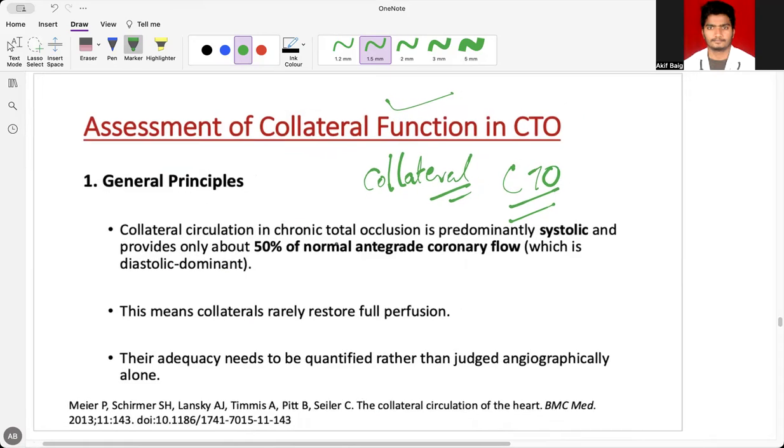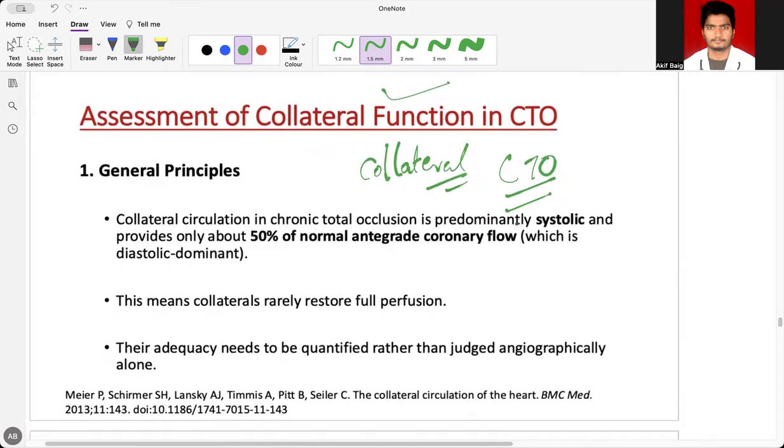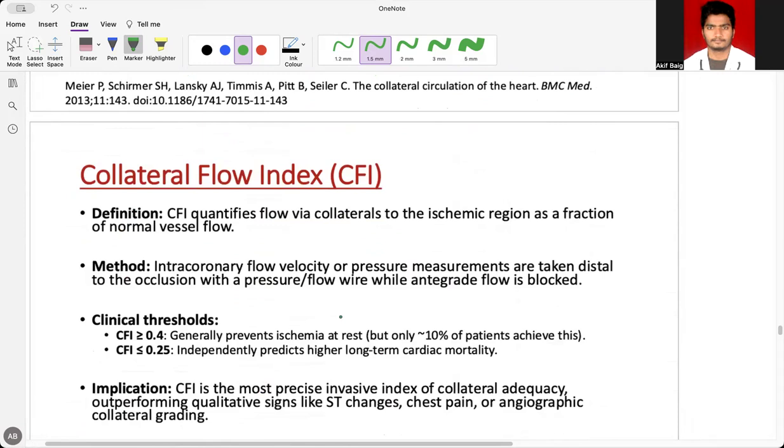So collateral circulation in CTO is predominantly systolic and provides only about 50% of normal antegrade coronary flow. This means collaterals rarely restore full perfusion. Their adequacy needs to be quantified rather than judged angiographically.